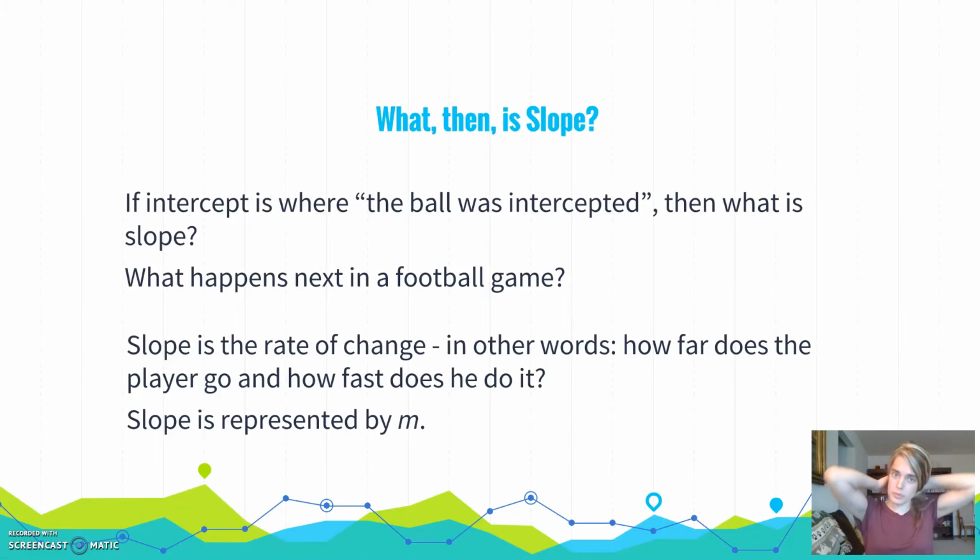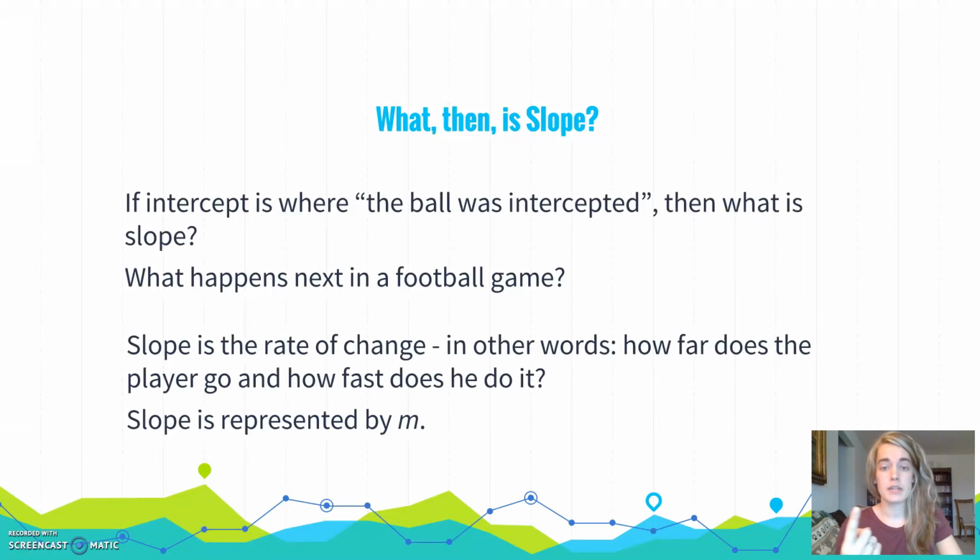What then is slope? So think about this. If the intercept is where the ball was intercepted, then slope is more how fast and how far your player moved. So in order to get from point A to point B, you have to make some sort of movement. I don't care if it's a zigzaggy, straight line. Since we're talking about linear, run a straight line.